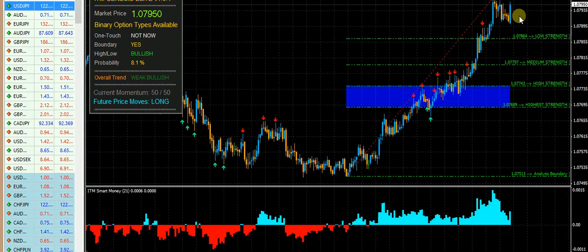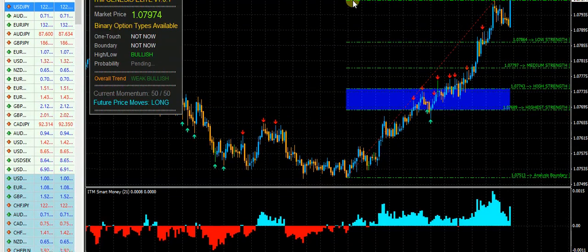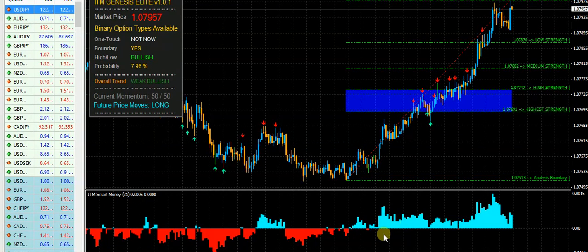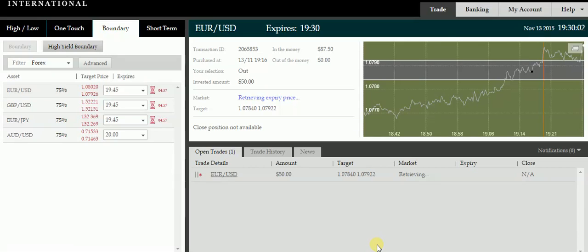So that was our entry boundary, and you can see that the price is going further up in the upward direction. So we have taken 6 trades, and 1 has finished out of the money, and we had recovered that loss in the last trade that we took.